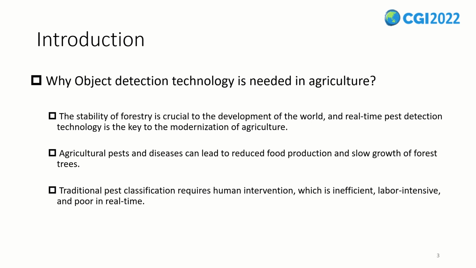Secondly, agriculture and forestry may suffer from pests and diseases at any time, which may lead to a reduction in fruit production and the slow growth of forest trees, and bring huge economic losses to agriculture and forestry. Furthermore, traditional pest classification requires human intervention, which is inefficient, labor-intensive, and poor in real time.